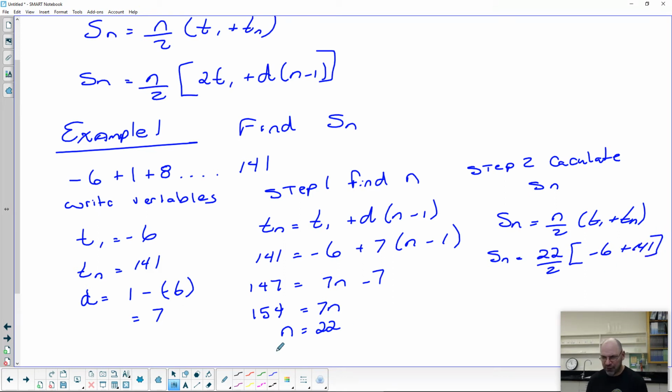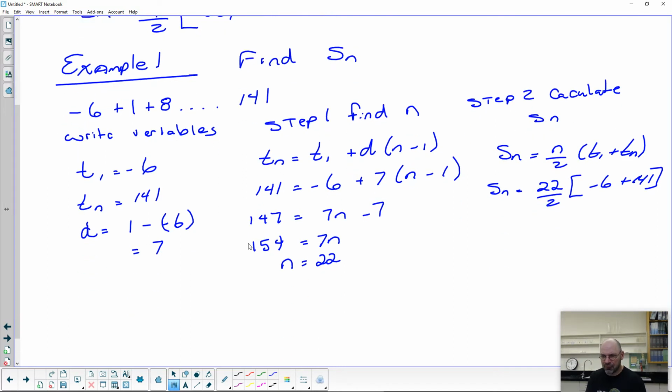Okay, do some math here. Let's slide this up so we can see it a little better. This becomes an 11, and -6, pardon me, added to 141 is 136. Multiply those two together, and we have our sum being 1,485.